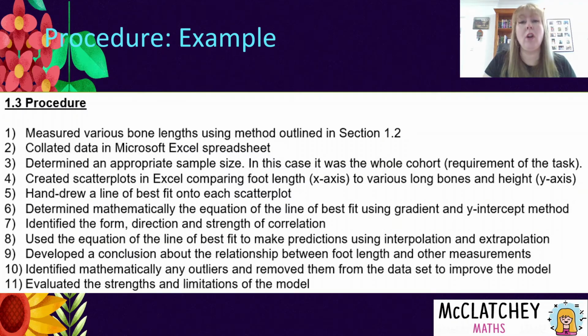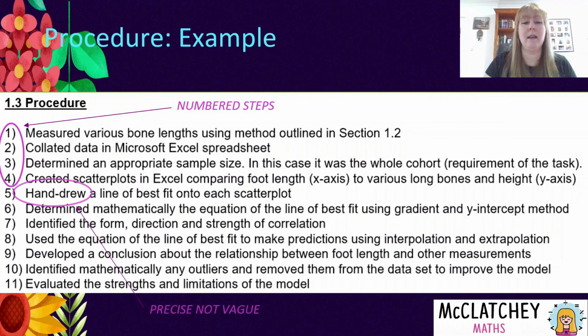So they don't go on and on and on for pages. It's succinct. The steps are numbered, so it's very clear what happens first and what happens next. You'll notice it's precise, so they've told us that they hand drew the line of best fit onto the scatter plot, that it was created by technology. You'll also notice it's very comprehensive. All of the steps to complete the assignment are actually included.